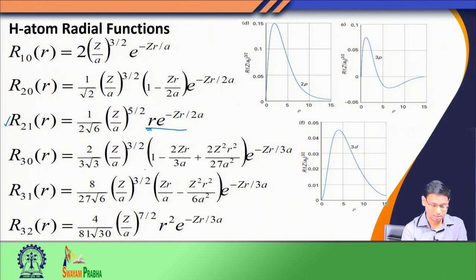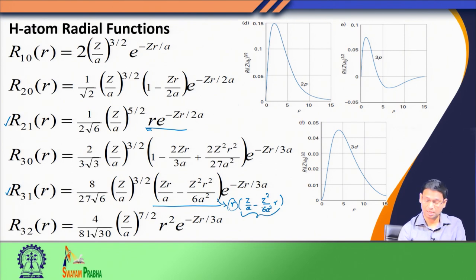Now, let us look at the 3p orbital, where n is 3, l is 1, and again I see this function. I have a polynomial multiplied by an exponentially decaying function. When you look at these two terms, we have some constant multiplied by r and r square. So, I can take r common out of this. So, I have simply Z by a minus Z square by 6 a square r. So, when r goes to 0, the 3p function becomes 0. And how many radial nodes can I expect? Since I have a polynomial of the first order, I will have one node. So, this is the node in the 3p. How can I find the value of this node?